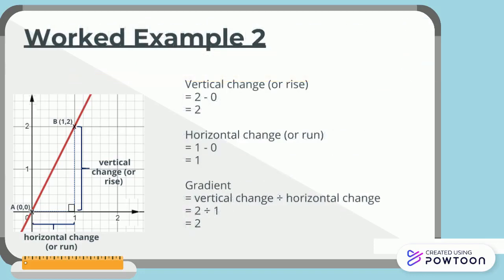The vertical change is 2 because there's a change of 2 units along the y-axis from A to B, whereas the horizontal change is 1 because there's a change of 1 unit along the x-axis from A to B. Hence, the gradient is 2.